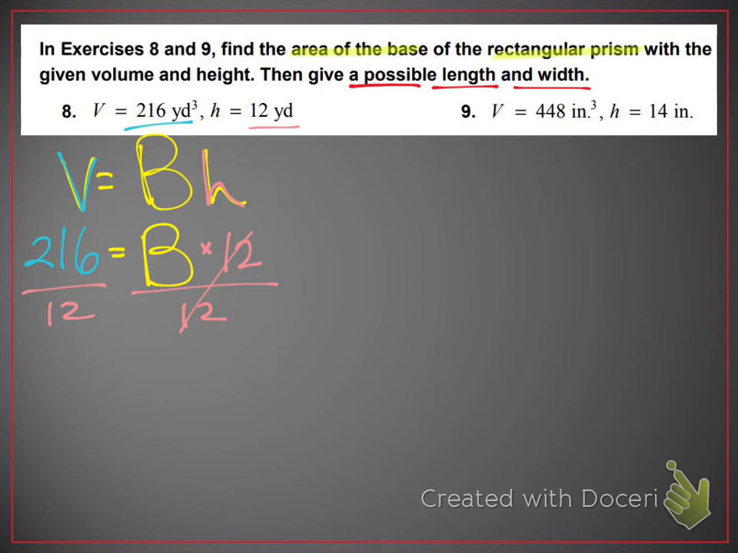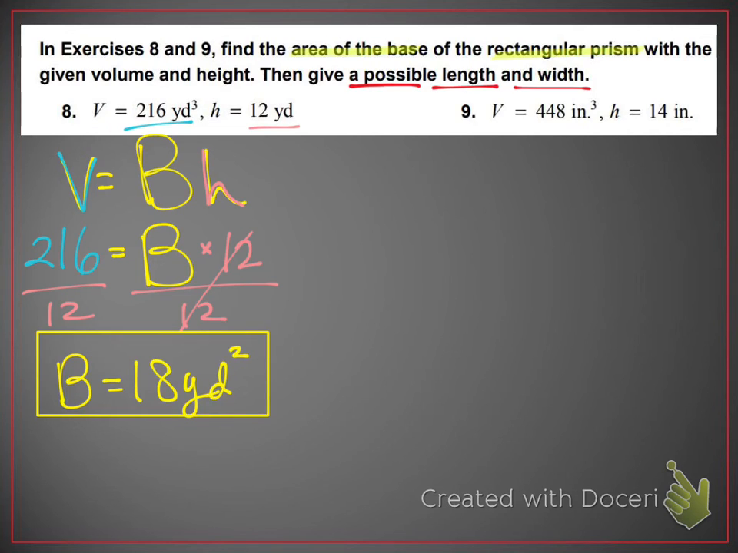So what is the area of the base? 18, and it would be yards. It's area of the base. So is it yards squared, or yards cubed? Squared. Good. So we're not done. You can circle it. It then asks a step further.